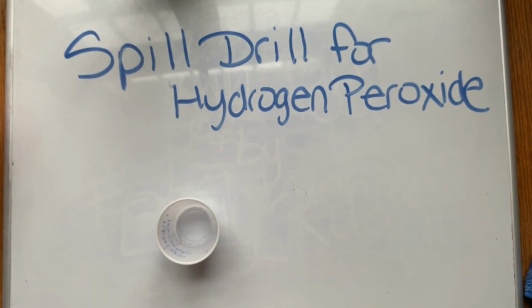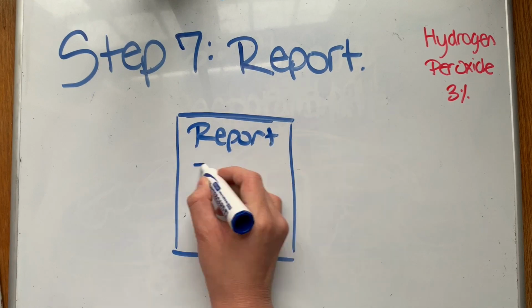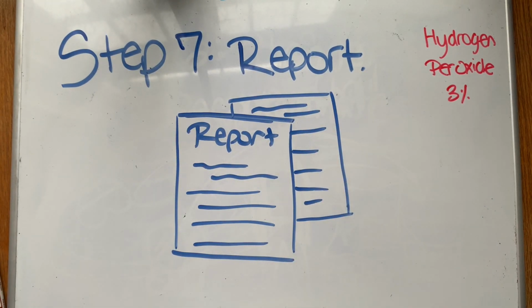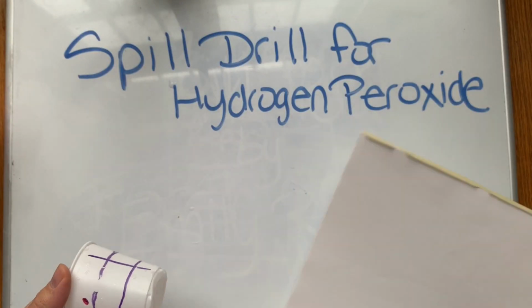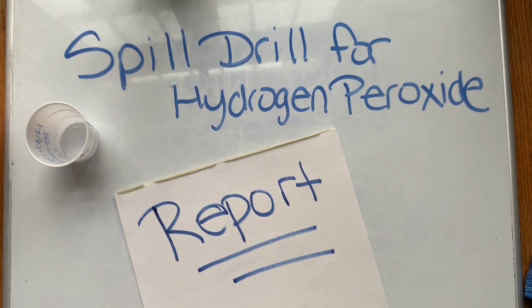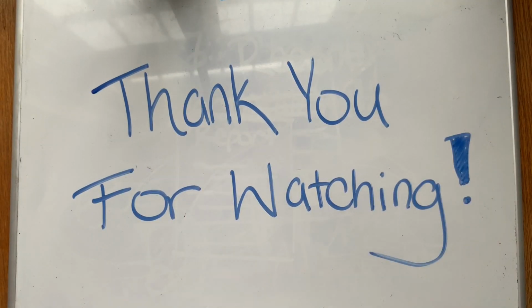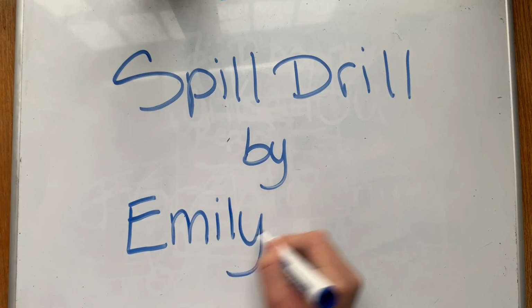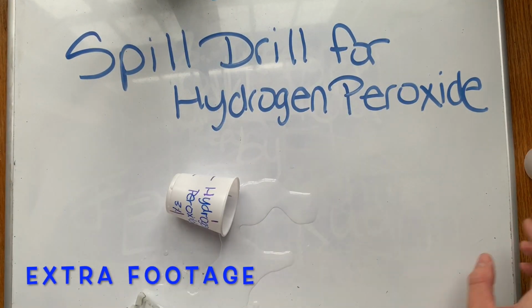The last and final step is report. Proper reporting lets people know the types of incidents happening in this country and prepares people for the next incident. The information and lessons learned from this spill allow us to take proper measures to prevent this incident from happening again. Thank you for watching how to clean up a large hydrogen peroxide spill with these 7 steps.